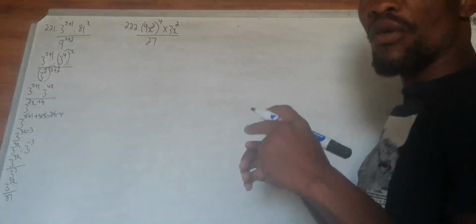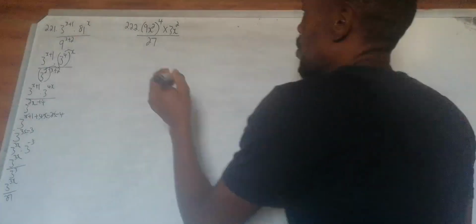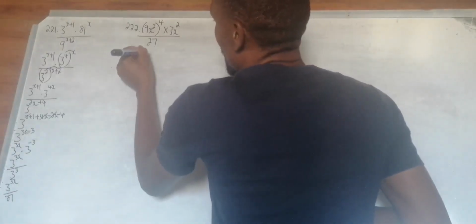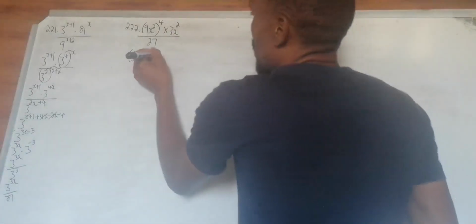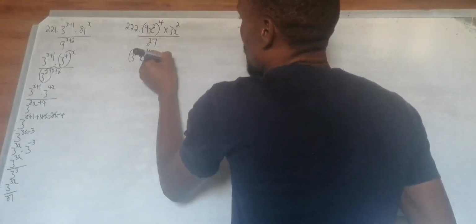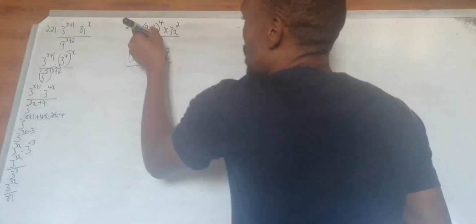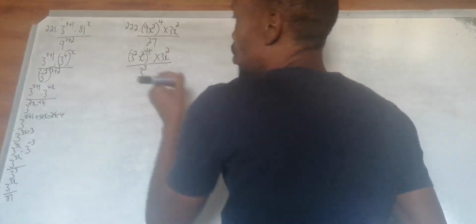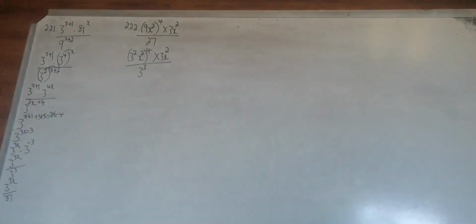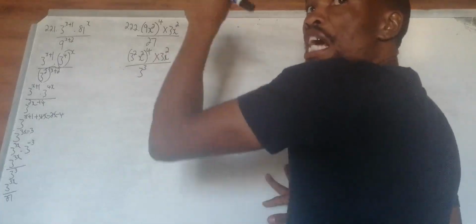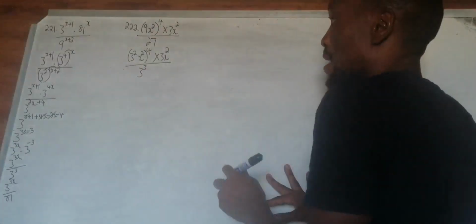Now 9 is 3 squared. Again, so we go 3 squared x squared, multiply by 4, multiply by 3x squared. Change it to the lowest base, which is 3. 27 is 3 to exponent 3. Then the 4 outside the bracket.